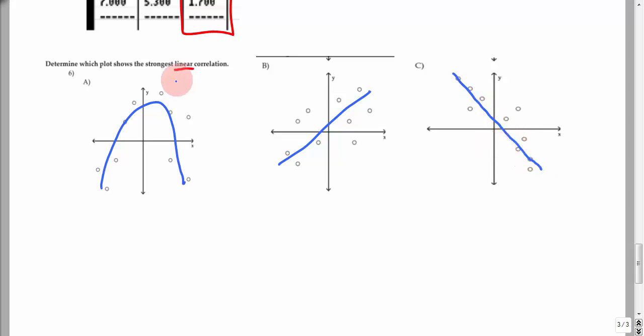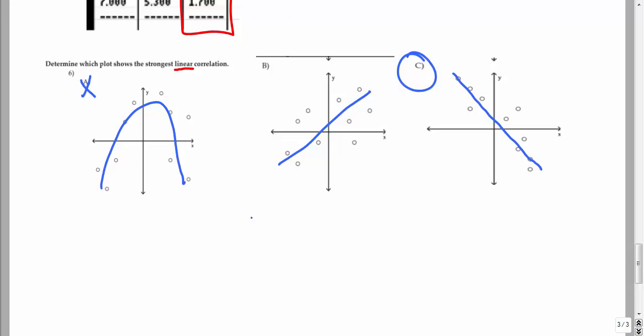Now, which one is the strongest? Well, this is definitely not linear, so that can't be my right answer. This one is fairly linear, and so is this one, but if you notice, the data points are more tightly clustered around this line than this line. This one, they're more spread out, so our correct answer here would be C. So again, it's just a comparison of the shape and then the tightness of the clusters around the line.